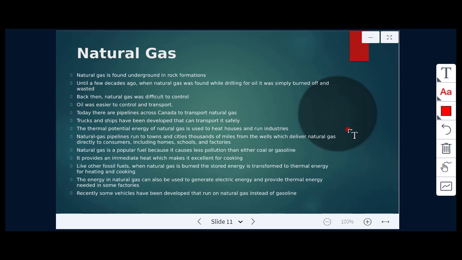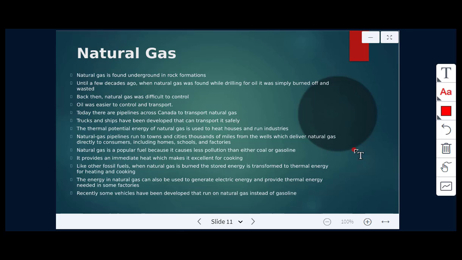Natural gas is used to heat houses and run industries. There are natural gas pipelines which run to towns and cities, thousands of miles from the wells, which deliver natural gas directly to consumers, including homes, schools, and factories. And natural gas is popular now because, like the video said, it causes less pollution than either coal or gasoline.